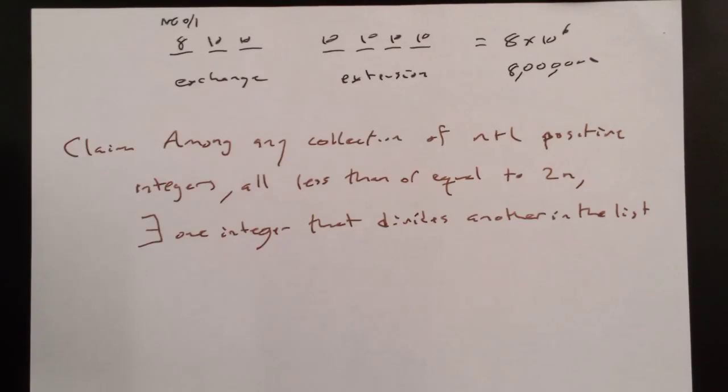5. Okay, that means my numbers go from 1 to 10, and you have to pick 6 of them. I don't care which 6 numbers from 1 to 10 you pick. At least one of them has to divide another one. Sure. Why? This sounds like a load of bullshit.